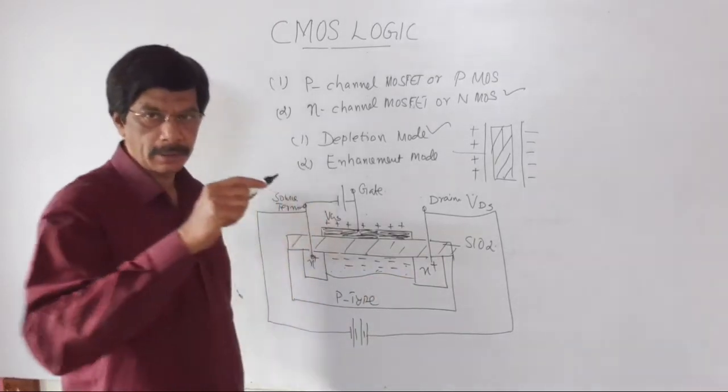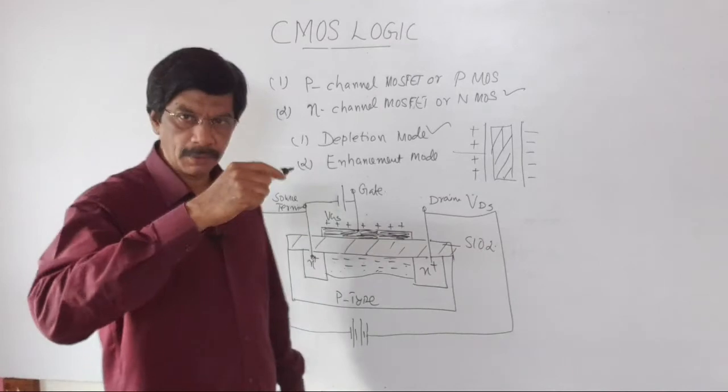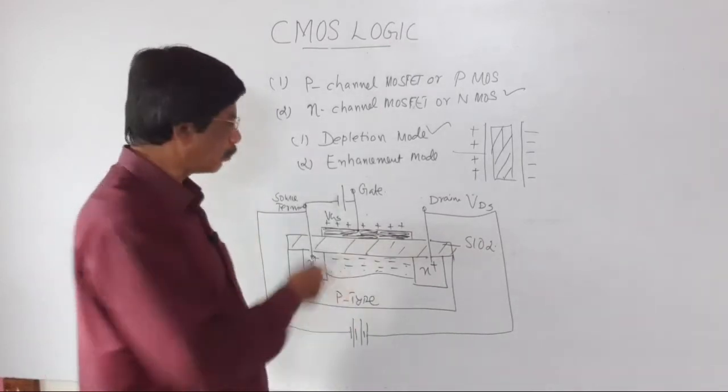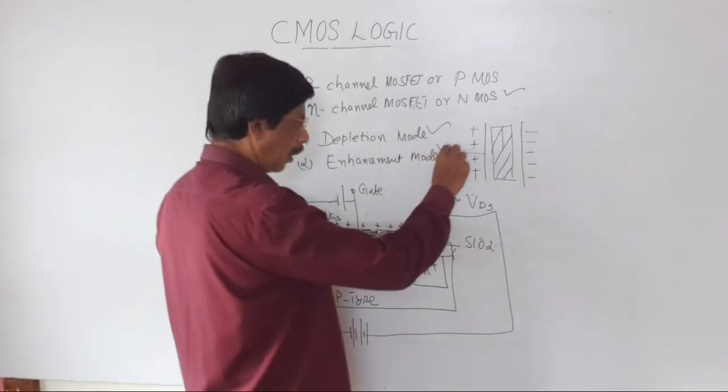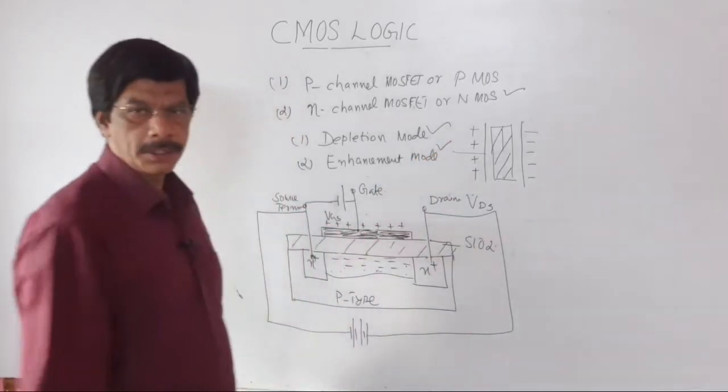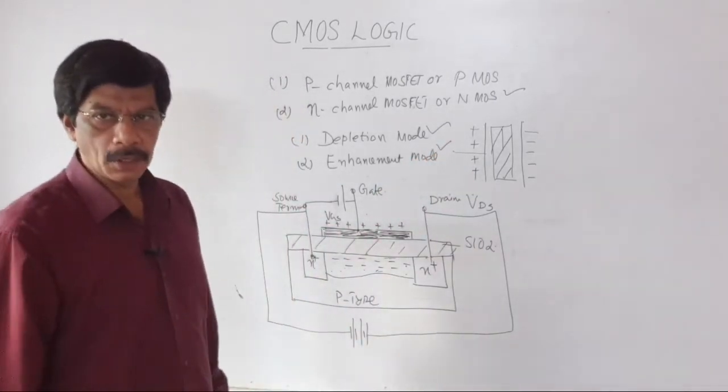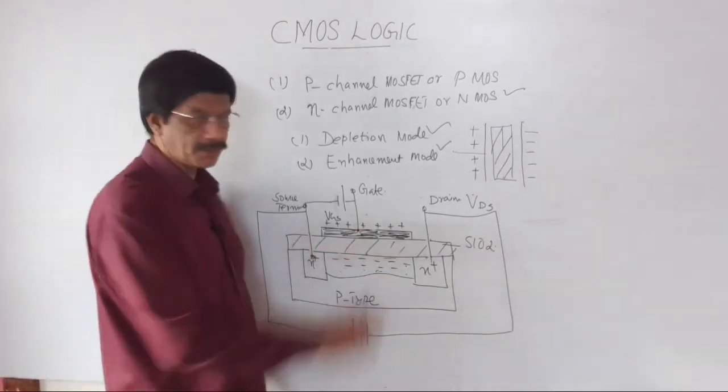The current will be enhanced. The flow of current will be enhanced. Therefore, this mode of operation is known as enhancement mode of operation. This is the operation detail of N-channel MOSFET.